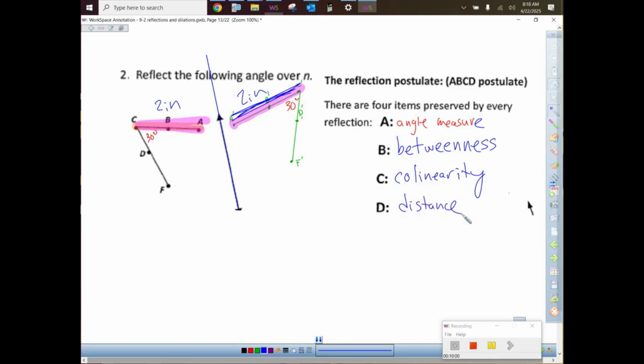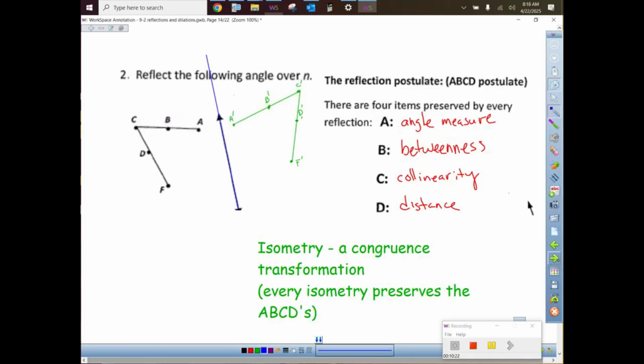The ABCDs: angle measure, betweenness, collinearity, and distance. Yes, they have to be spelled correctly for you to get credit on your test. And it's 100% a test question. It is also a quiz question as well when we take our quiz. So the ABCDs, then those are called something special. Those are called an isometry. An isometry is a congruence transformation. That's all you got to put is what's in this pink box right here. A congruence transformation. If you preserve angle measure, betweenness, collinearity, and distance, you will stay the same size, same shape. You will be an isometry.